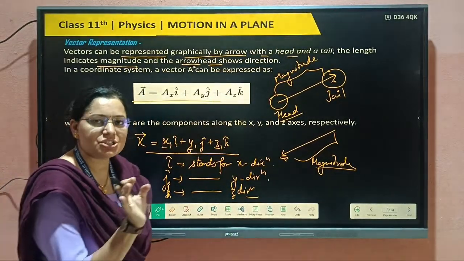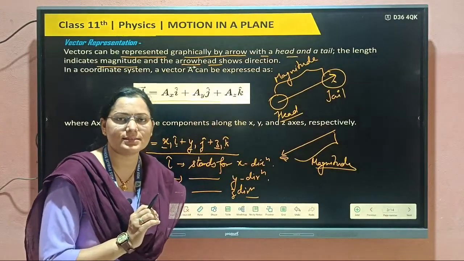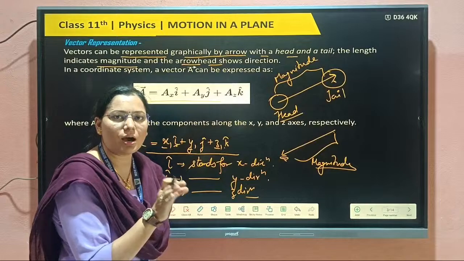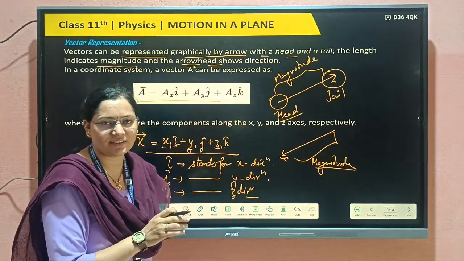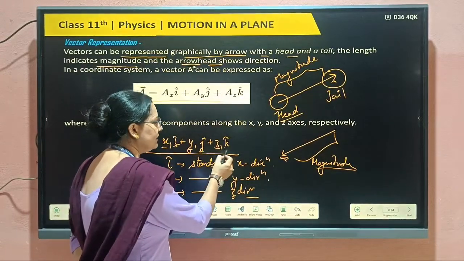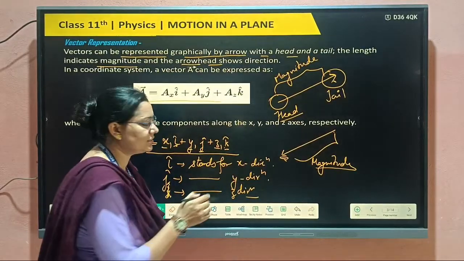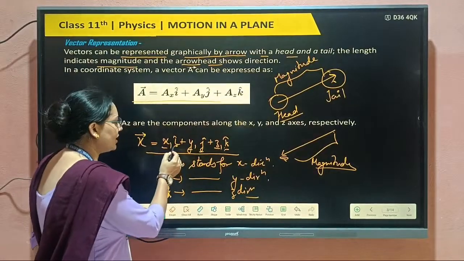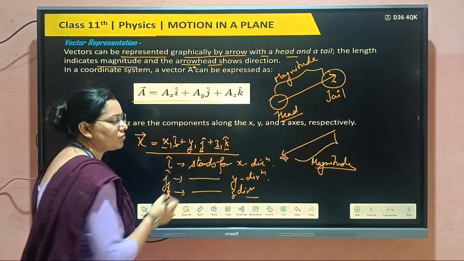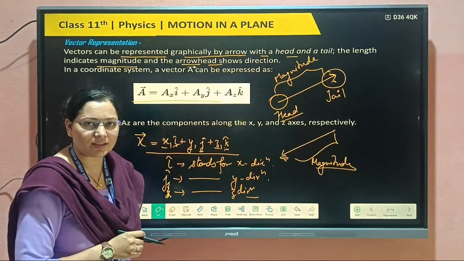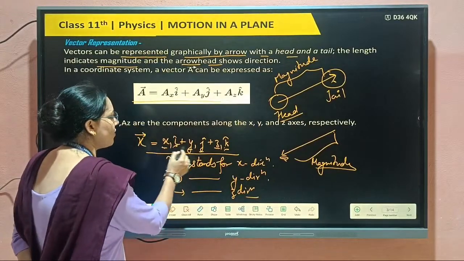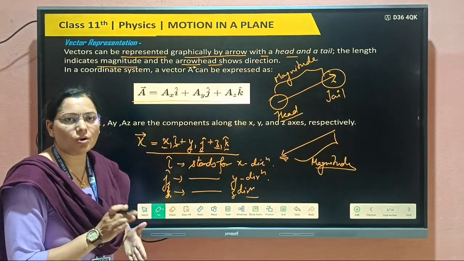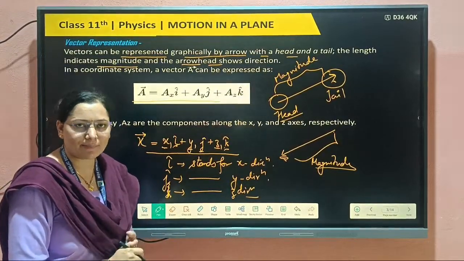If any body is traveling along the x-axis, then we will indicate it with the help of i cap. Traveling along the y direction, we indicate j cap, and traveling along the z direction, we use k cap. So these are the unit vectors which we use for the direction of any vector. Here x1, y1, z1 indicate the magnitude along i cap, j cap, k cap respectively.